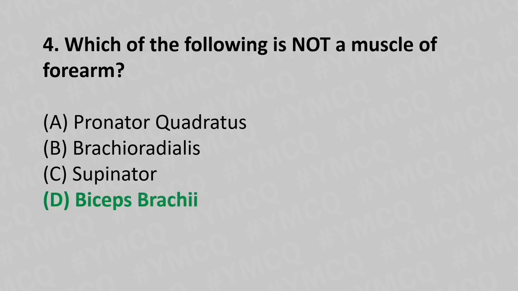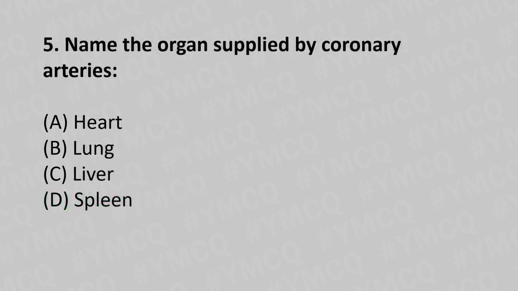Moving to our fifth question. Name the organ supplied by coronary artery. Option A, heart. Option B, lungs. Option C, liver. Option D, spleen. And the answer is option A, heart.